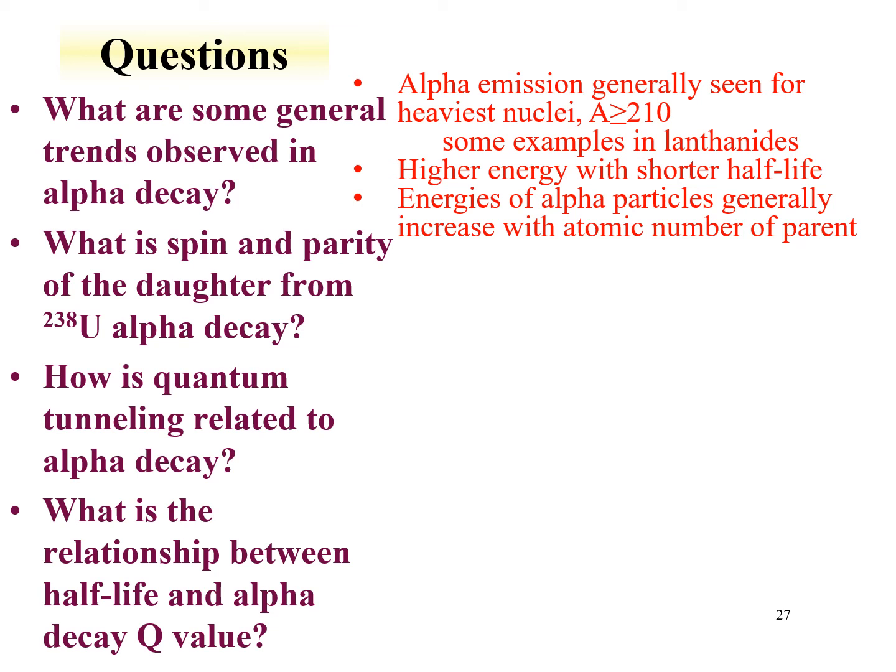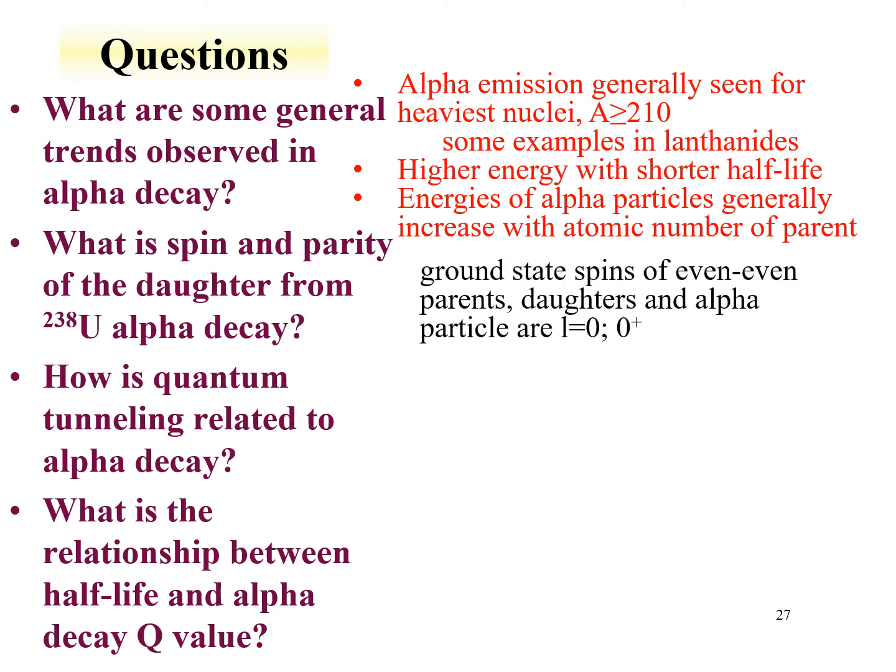So what is the spin and parity of the daughter from a uranium-238 alpha decay? Well, we discussed this earlier. We gave an example with thorium-228. The ground state spins of even parents and daughters in alpha decays are all 0, and so the daughter will be 0 plus. You go from an even nucleus to an even nucleus. Even nuclei have a spin and parity of 0 plus.